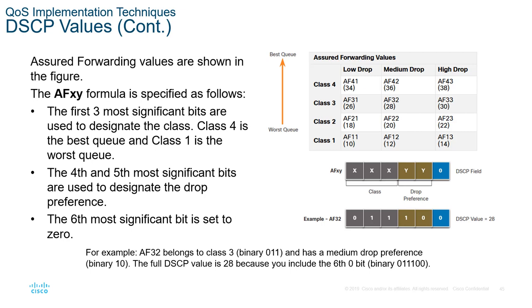Let me grab my pen. So again, is this class 1, 2, 3, or 4? And then we have our drop preference, and then the last bit will just be set to a straight 0. That way we can define which class we are going to be put in, class 4 being the highest, and which drop category we're going to be in: low drop, medium drop, or high drop.